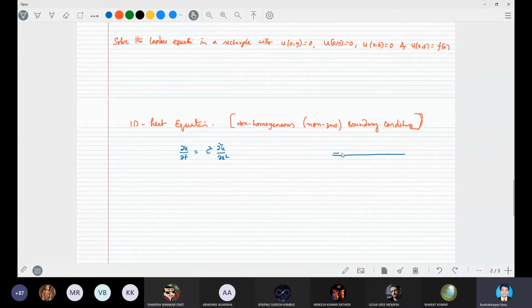A thin rod with end points A and B, and the temperature distribution along this thin rod is governed by the one-dimensional heat equation, where the temperature distribution will be a function of x and time t. Therefore, the end points of the rod are maintained at 0, at x equal to length L.